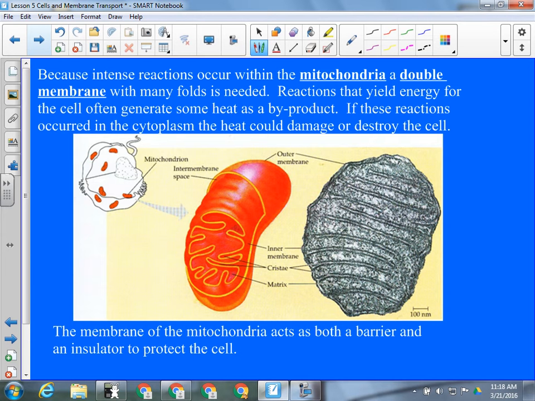All right, so mitochondria essentially burns sugar for energy. If you're looking for a quick explanation, what does the mitochondria do? Burn sugar for energy.